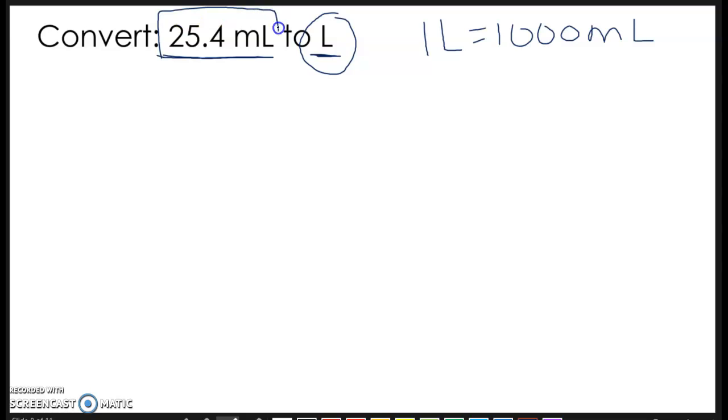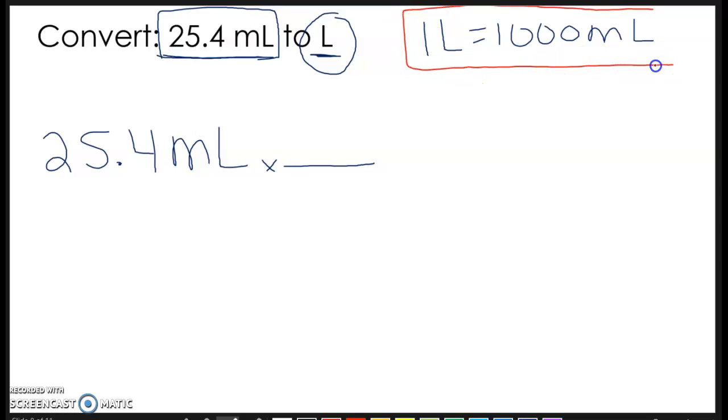We start with the number that was given, 25.4 milliliters. And I'm going to write that down, and you have to write down the unit with it. And then we're going to set up a little multiplication with a fraction, and we're going to use our conversion in this.